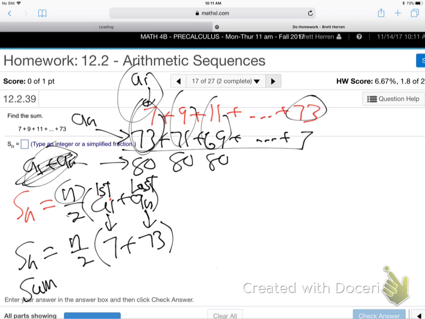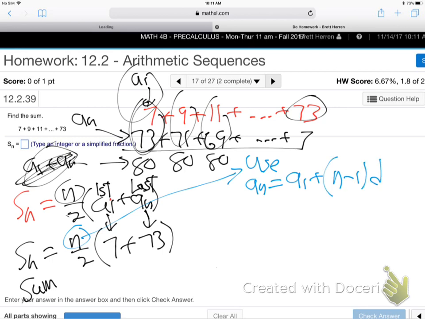So to find n, are you guys tracking with me? To find n, use a sub n, use the other formula. So this problem will actually require us to use both formulas. The new S sub n formula, we're stuck right now. We'll use the other formula to find n, then we'll bring it back and we'll finish up with the S sub n formula. So here we go.